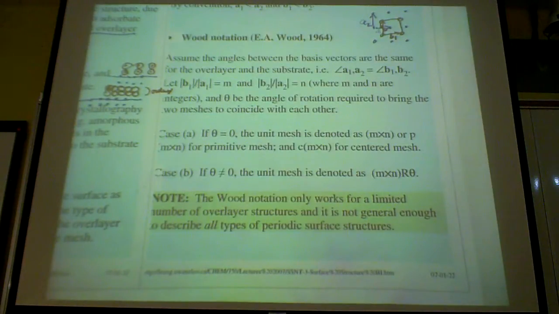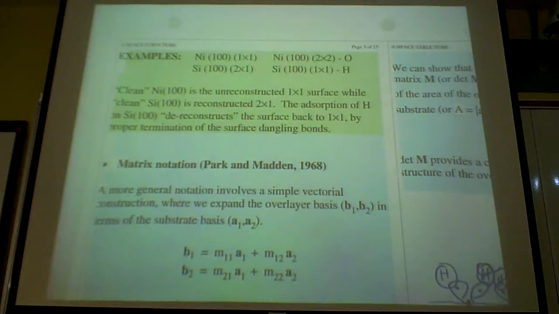Okay. So the point is that the Wood notation only works for a very limited number of overlay structures, and it's not really general enough to describe everything that we see in nature. So we're going to have to use a better notation. I will tell you a little bit about that, but before that, there's an example that I want to show you.